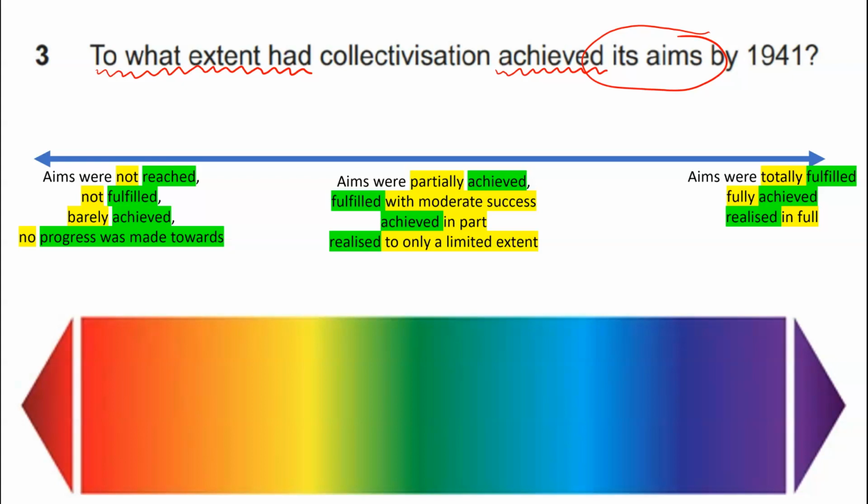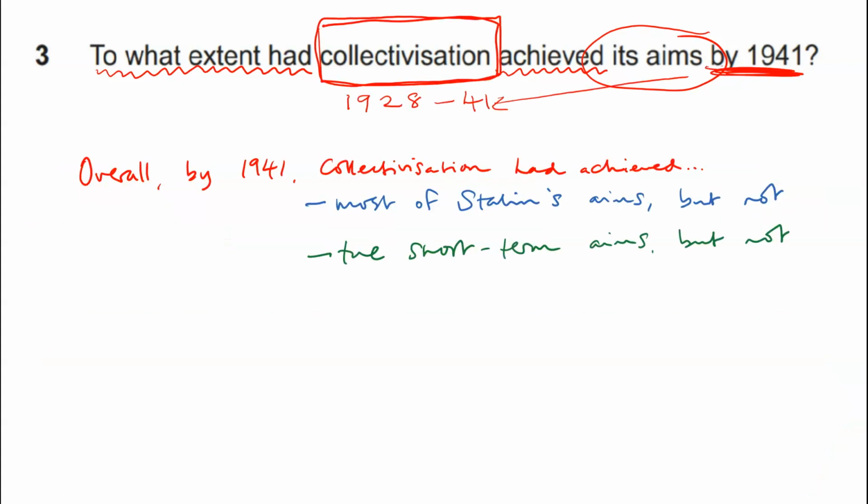So think about this and think about making sure that you match up the right sentence starters with the right points. In other words, it wouldn't be appropriate really to say that the aim of improving the lives of the peasantry was only partially achieved, because I don't think anyone would say that it was even partially achieved, because it was misery for the peasants. So just be a little bit careful and try and think about how you describe each of these things.